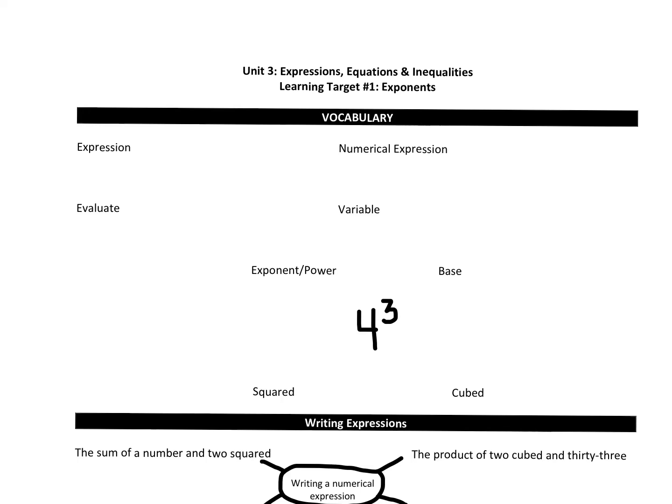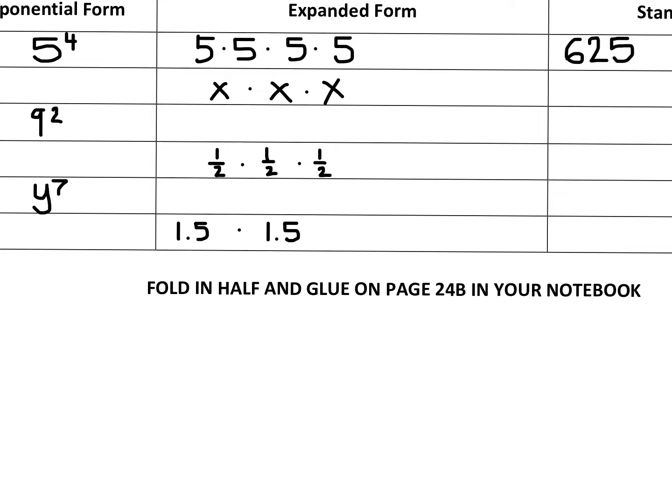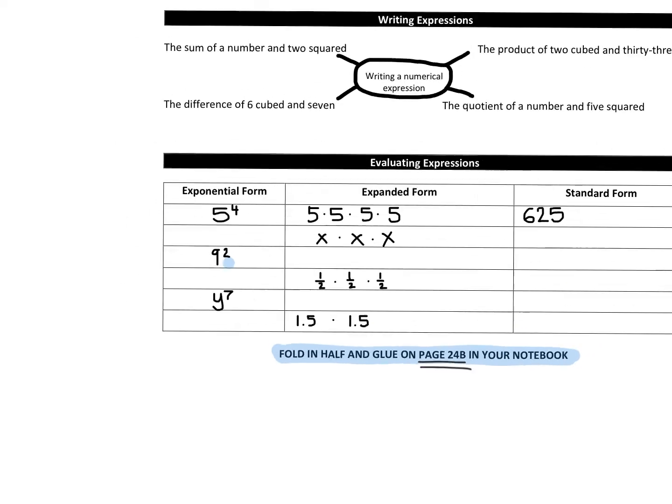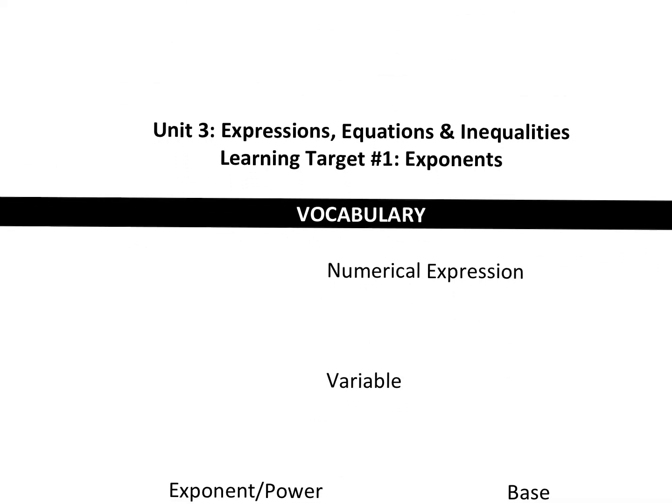Welcome everybody. We are going to need two items today, and that will be your pencil and your highlighter. If you notice at the bottom of your paper, it says that you need to fold this paper in half and glue it on page 24B of your notebook. So don't forget to do that sometime. You are more than welcome to take the notes first, but at the end, make sure you glue it into 24B. And make sure that you fold it in half and glue one side in so that it doesn't hang out of the notebook.